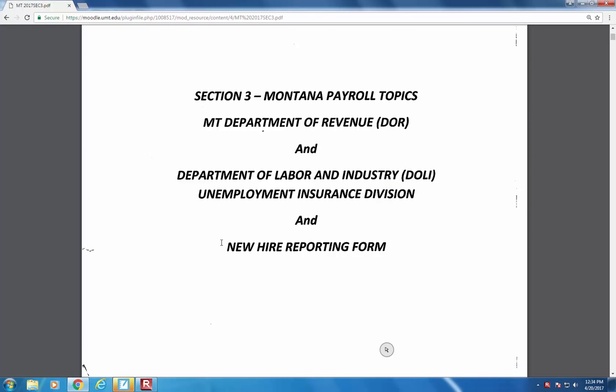So first off, there are 2 Montana departments that we work with for payroll. One is the Department of Revenue, and one is the DOLI. The Department of Revenue deals with state income tax. The DOLI deals with unemployment.